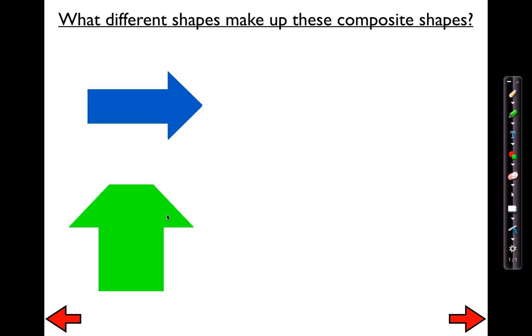So here, why don't you pause the video and try to figure out what shapes make up these composite shapes.